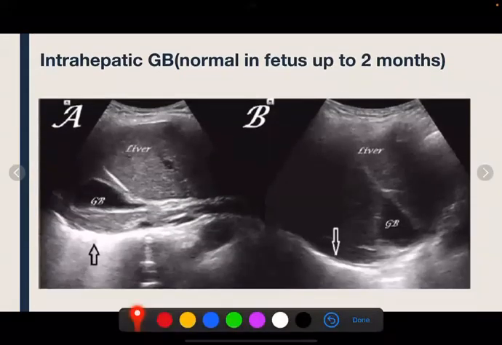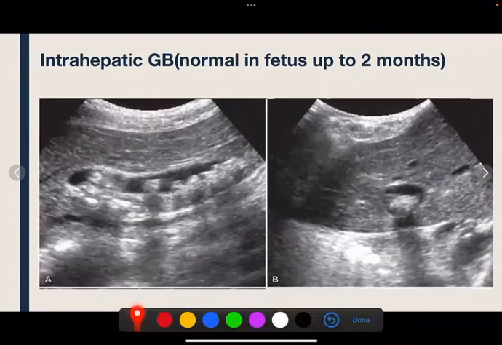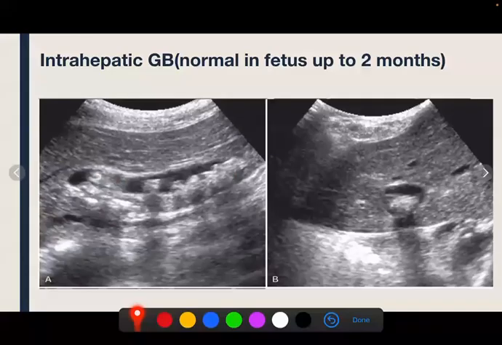The intrahepatic gallbladder can be normal in the fetus, not the neonate, up to 2 months. And we can see here the gallbladder completely surrounded by the liver. Intrahepatic gallbladder: here we can see an intrahepatic gallbladder completely filled with stones.